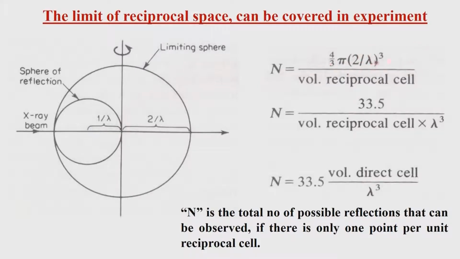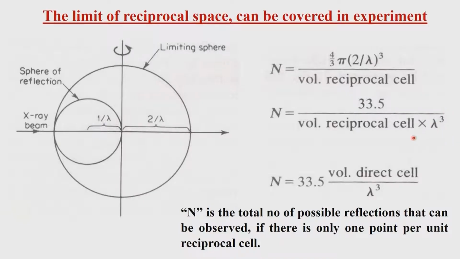Except that the variable here is only lambda. So, we can recast this expression by writing N equals 33.5, which is actually calculated as 4/3 pi times 2 cubed, is 33.5, divided by the volume of the reciprocal lattice, times lambda cubed, because lambda is in the denominator here, it comes up here. So, it is multiplied by lambda cubed.